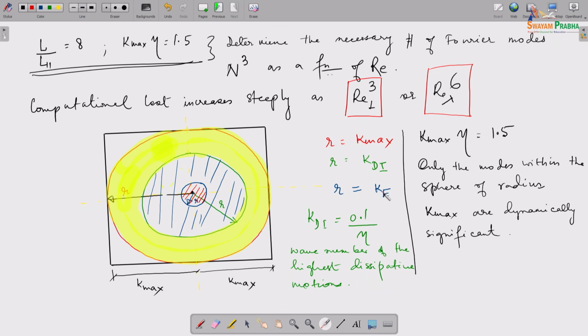Let me stop here. Now that I have an idea of how the energy spectrum is distributed, does that arm me, or can I tweak DNS based on that? I think that is what we will try to do next class.